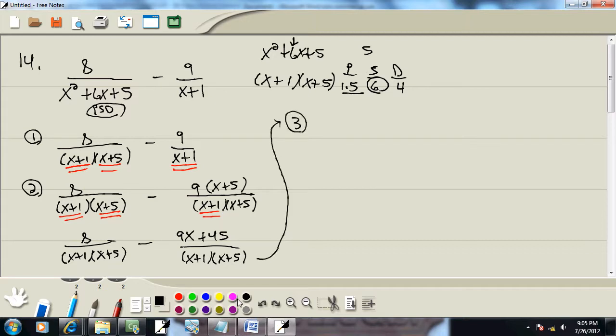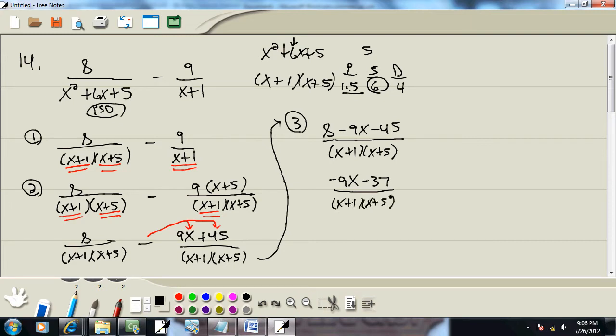Step 3. Add or subtract the top parts and put into a single fraction. Now remember, if you have a negative out in front of your fraction, it's going to flip the sign of all the terms up on top. So when we merge this into a single fraction, we're going to have 8 minus 9x minus 45. So it flips the sign of whatever it was, over x plus 1, x plus 5. Which gives us negative 9x. 8 minus 45 is negative 37. Over x plus 1, x plus 5.